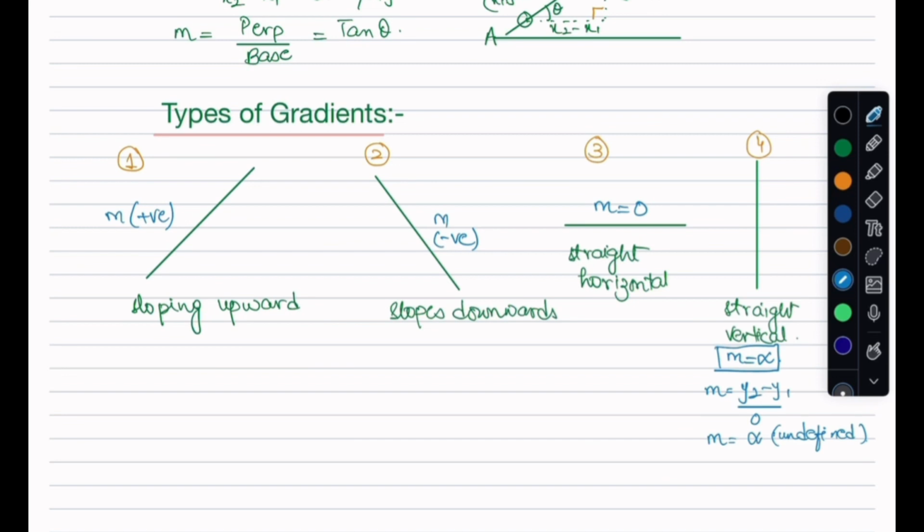For all horizontal lines, the gradient is 0. For all the lines sloping downwards, the gradient is negative. And for all the lines sloping upwards, with y values increasing, the gradient is positive. So these are the four types of gradients that we may be having for a straight line.